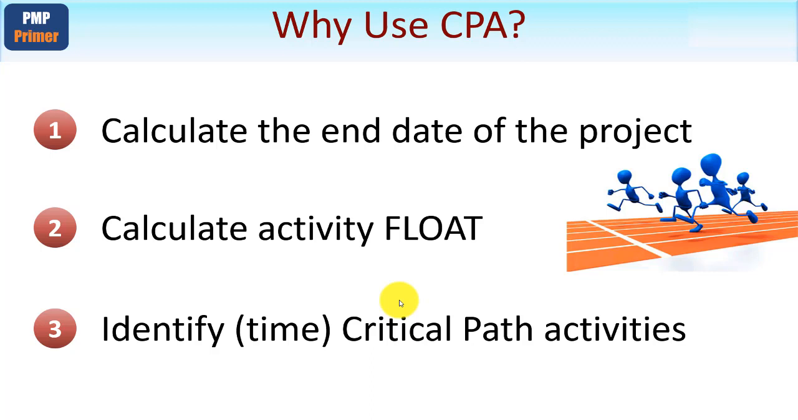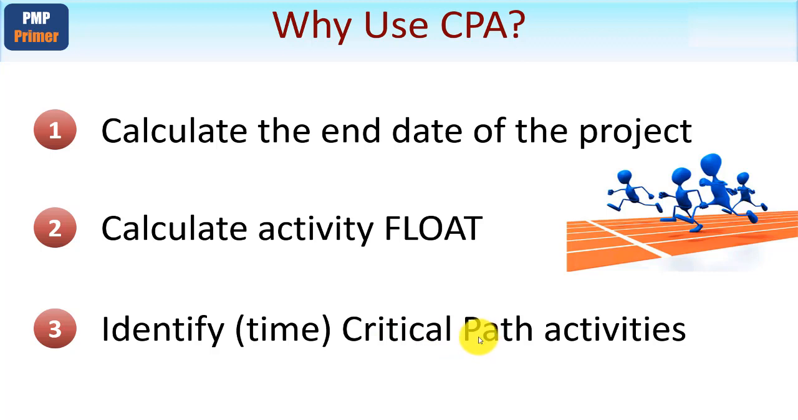Critical path analysis. Why on earth would you want to use it? Well, 3 main reasons. It's used to calculate the end date of the project, which is pretty important, and also to calculate something called float, sometimes called slack. I'll define that shortly, and also to identify your critical path activities. It's a whole lot easier than you think.